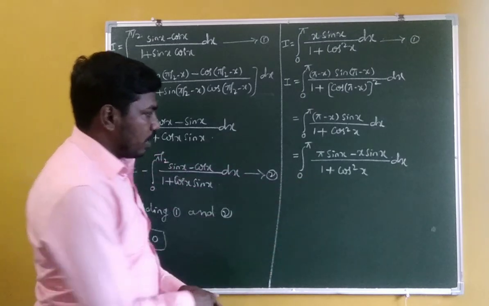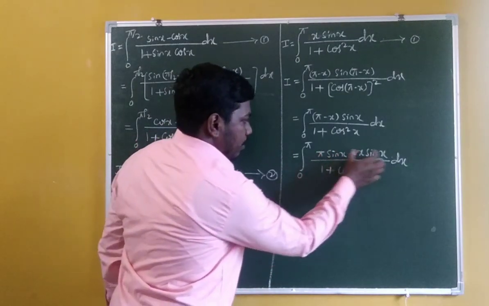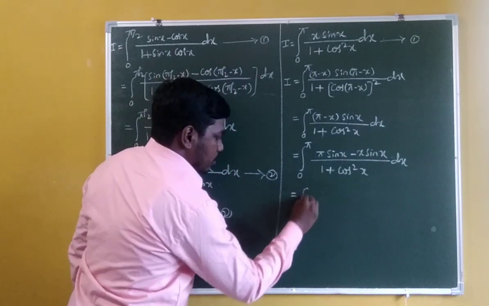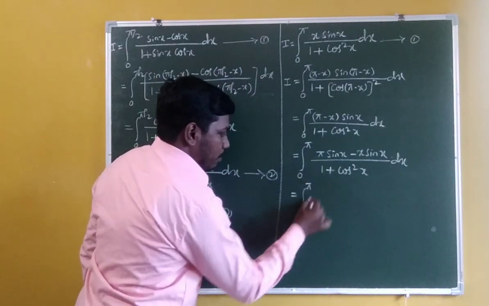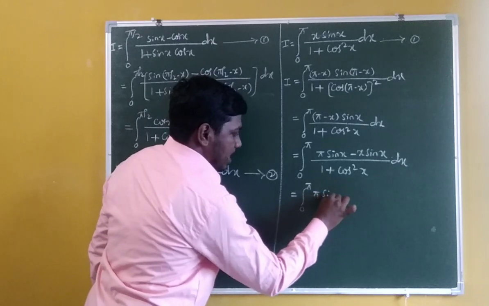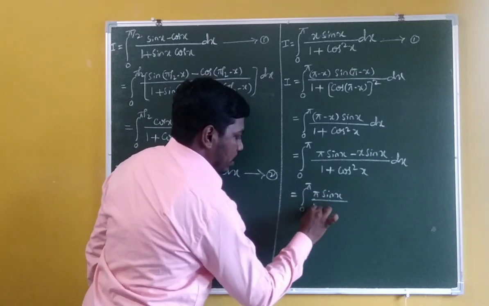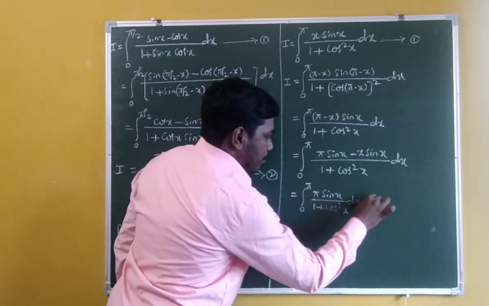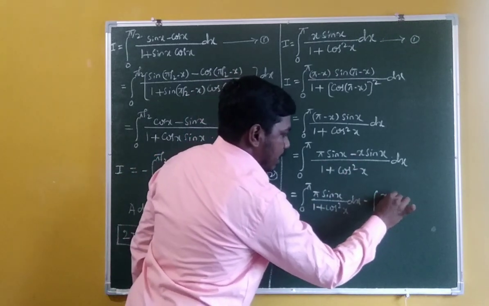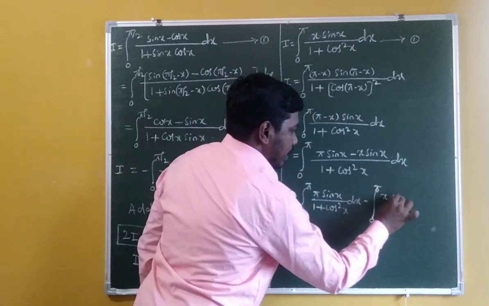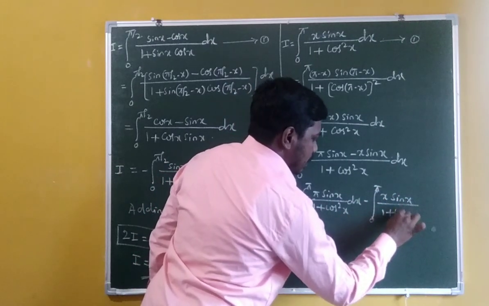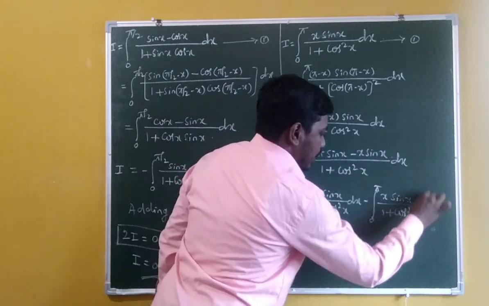So let's split this. So a b c can be split in the form a by c minus b by c. So apply integration separately. So pi into integral of sin x divided by 1 plus cos square x into dx, minus integral from 0 to pi of x into sin x divided by 1 plus cos square x into dx.